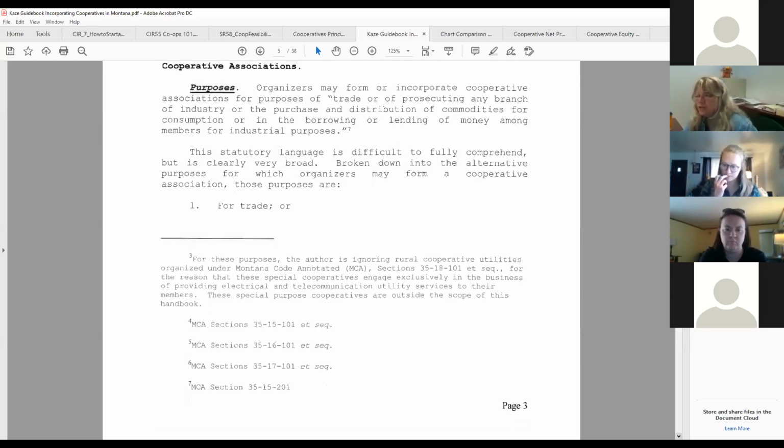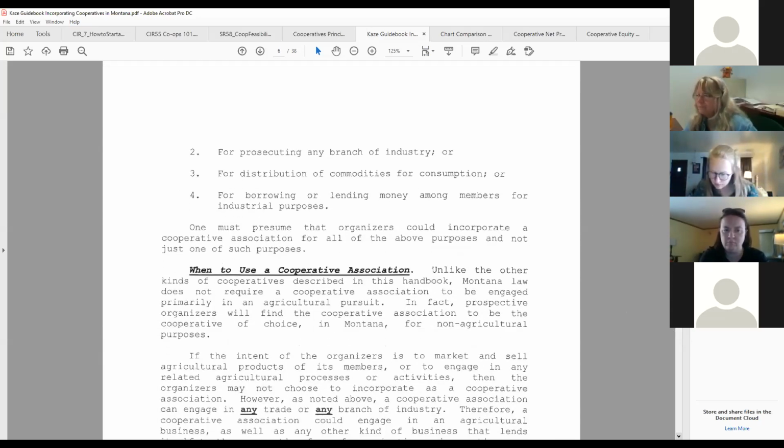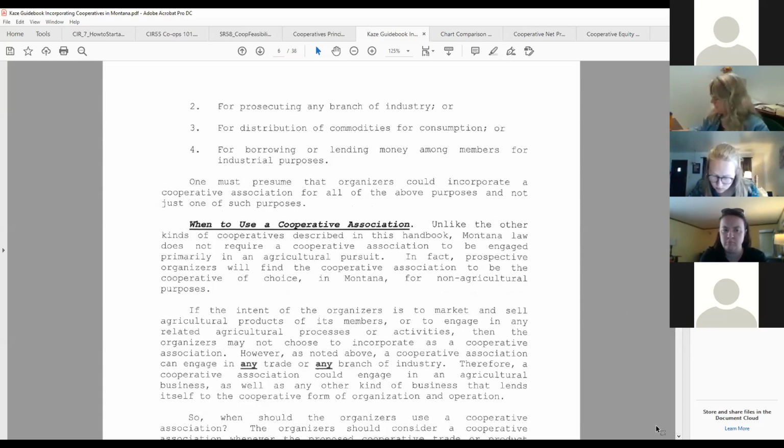Was there anything as you read through some of this that you said, wait a minute, what does that mean? It supports the fact that the cooperative association can engage in any trade or any branch of industry. So it's maybe easier to talk about what it couldn't be, and I don't even know what that is, than what it could be. The possibilities are huge for a cooperative association.